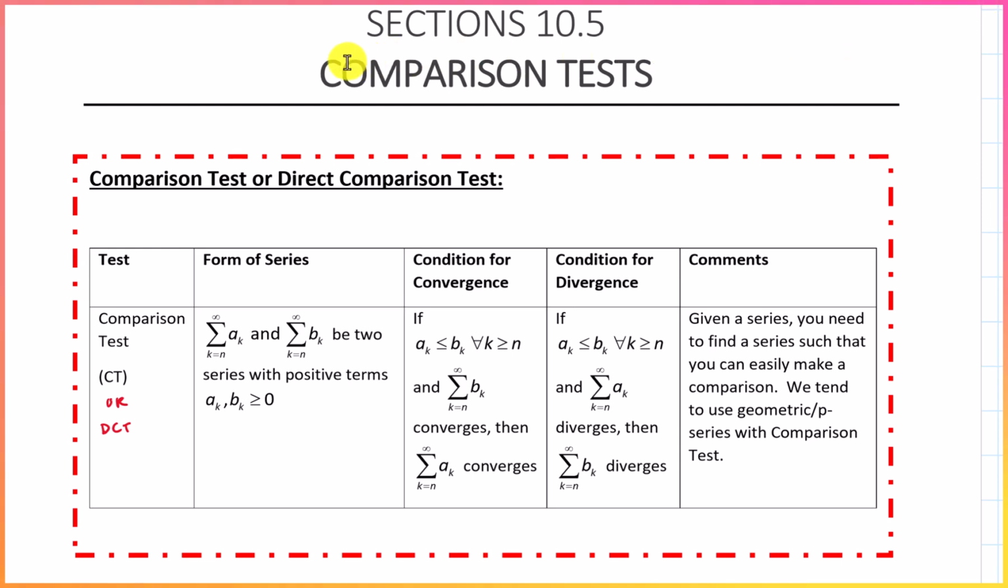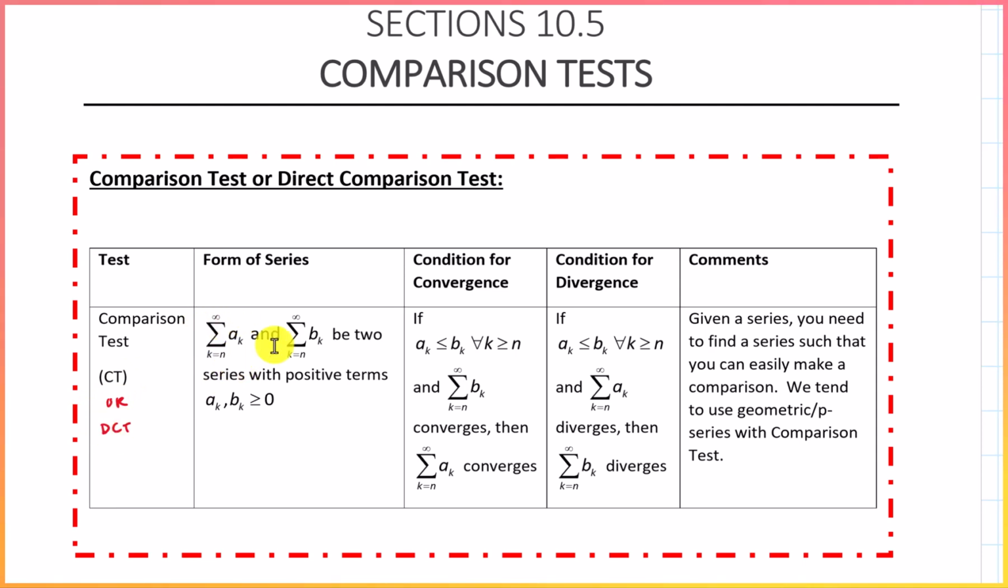In this section, we're going to talk about comparison tests, where we are comparing one series to another to determine if it is converging or diverging. We're actually going to have two tests, so to differentiate the two, I'm going to add the word direct: the direct comparison test. We can use CT for short, or DCT for direct comparison test.